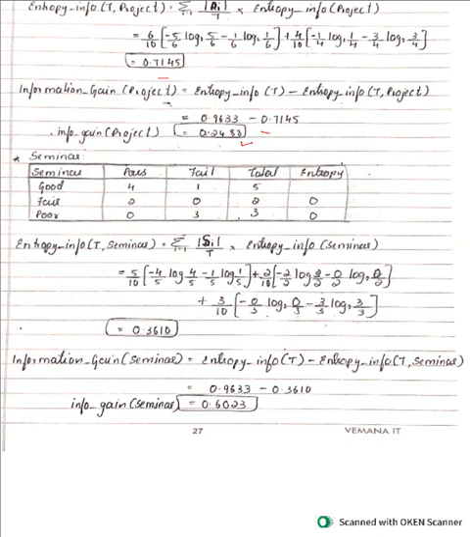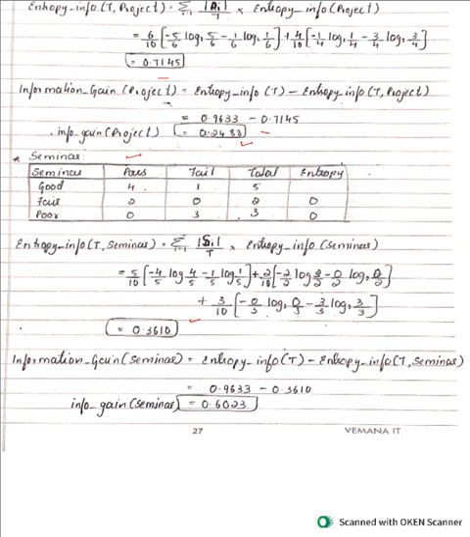Similarly, calculate for the seminar. Seminar has 3 attributes: good, fair and poor. Count how many pass and fail, and then compute the entropy information for seminar, the same as how we calculated for assignment. The same way we calculate here: 5 by 10, and for the row we have to write minus 4 by 5 log 4 by 5 minus 1 by 5 log 1 by 5, plus 2 by 10, the same way for this row, and again plus 3 by 10. You will get the entropy information for seminar as 0.361.